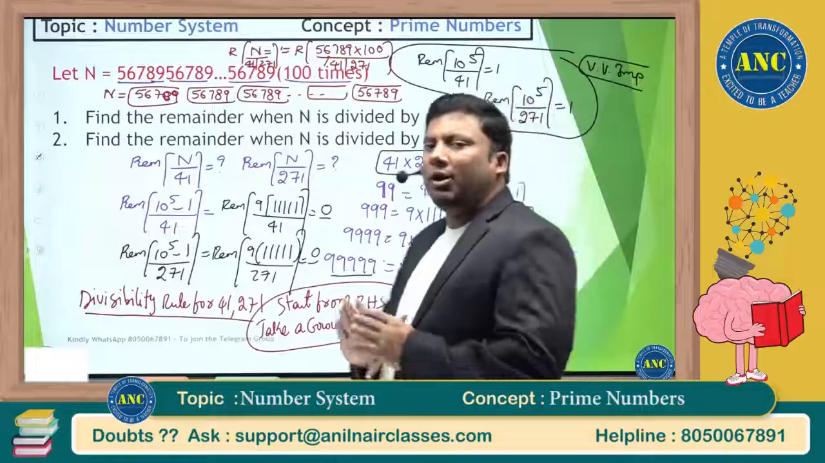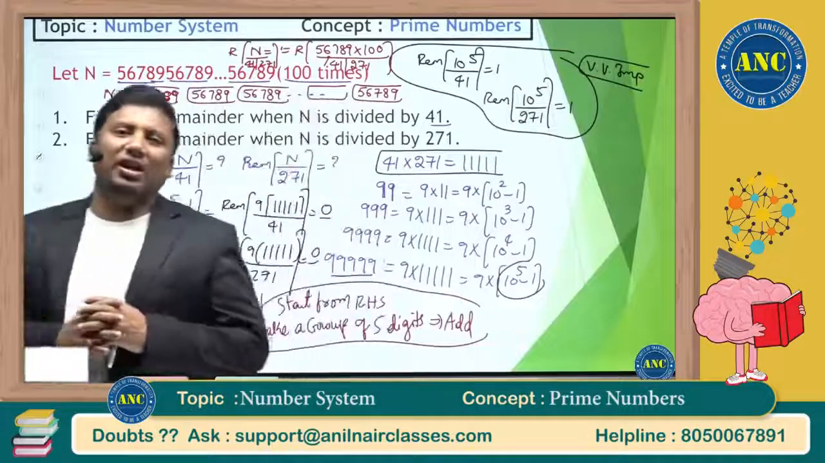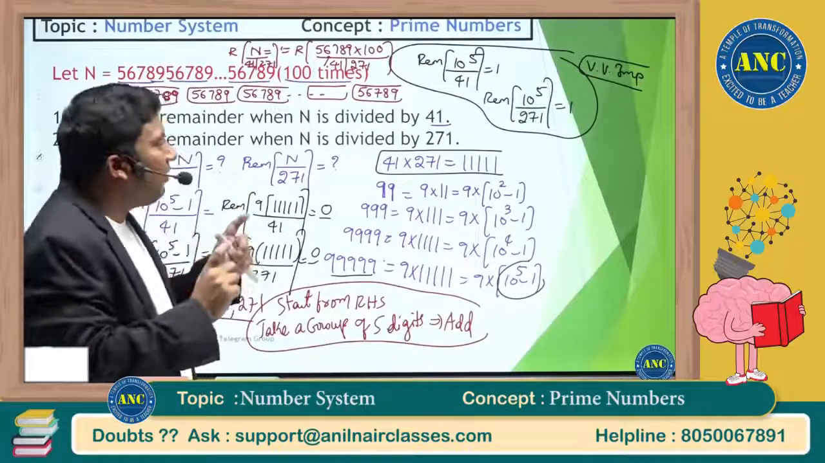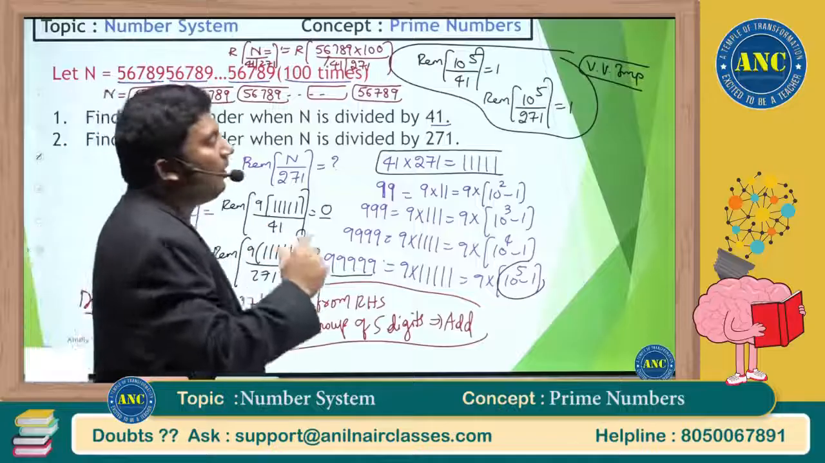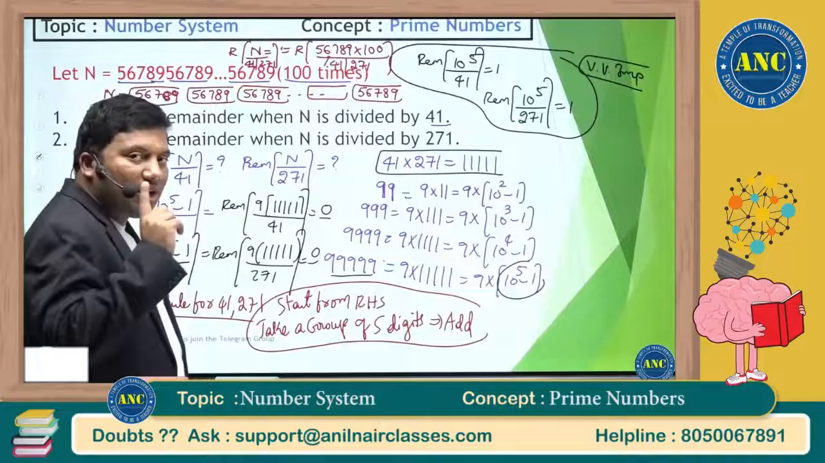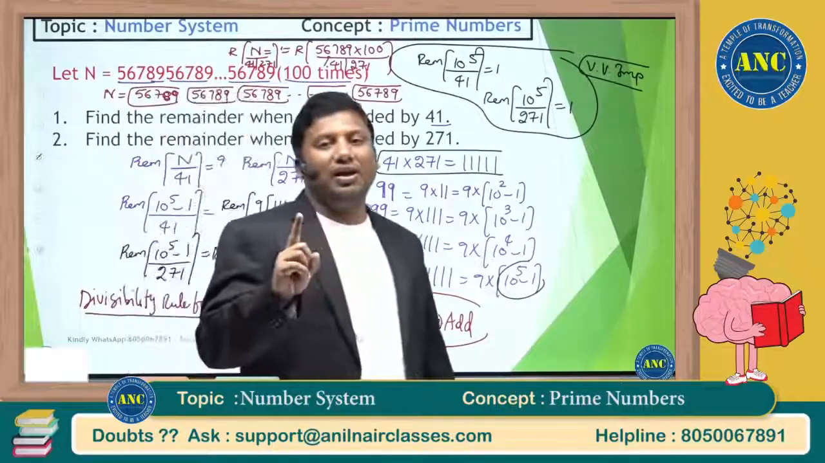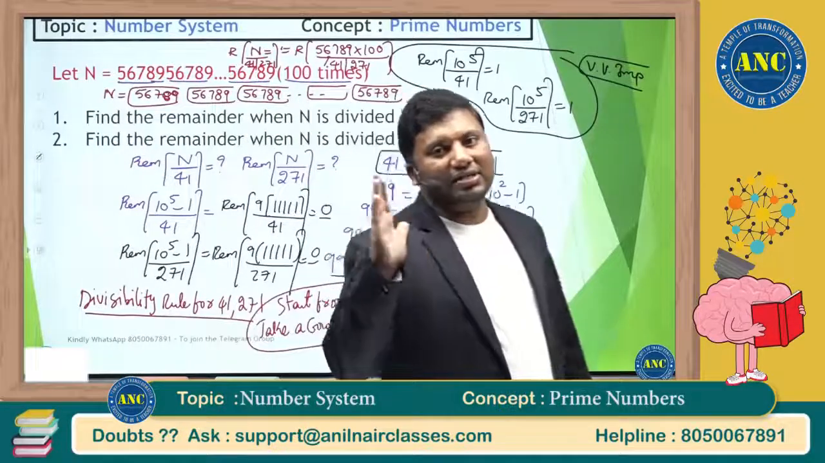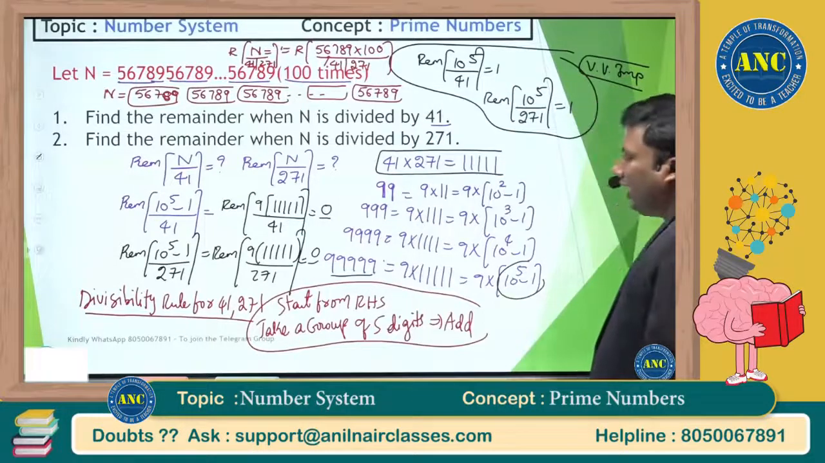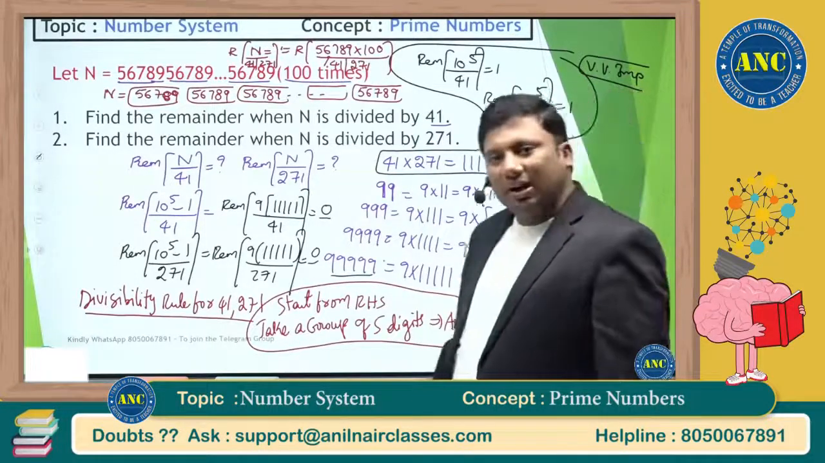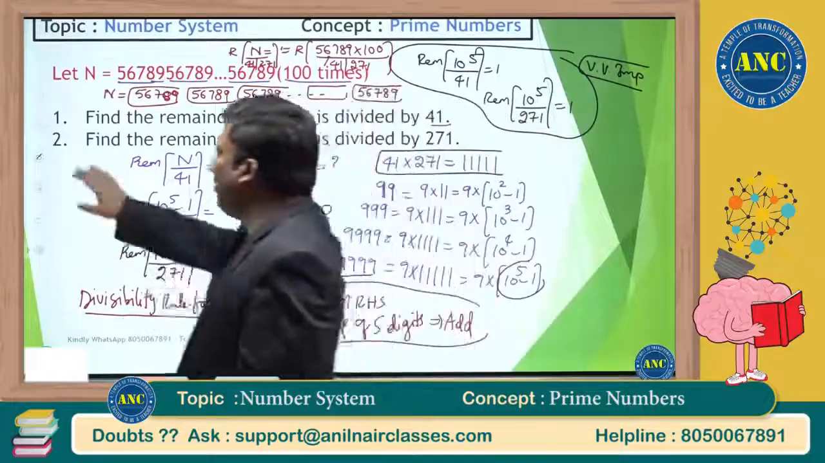Very, very good problem. 41 into 271 is 5 ones, so 10 power 5 divided by 41 gives 1, and 10 power 5 divided by 271 gives 1. Start from the right hand side. Take a group of 5 digits and add them. Please make a note.